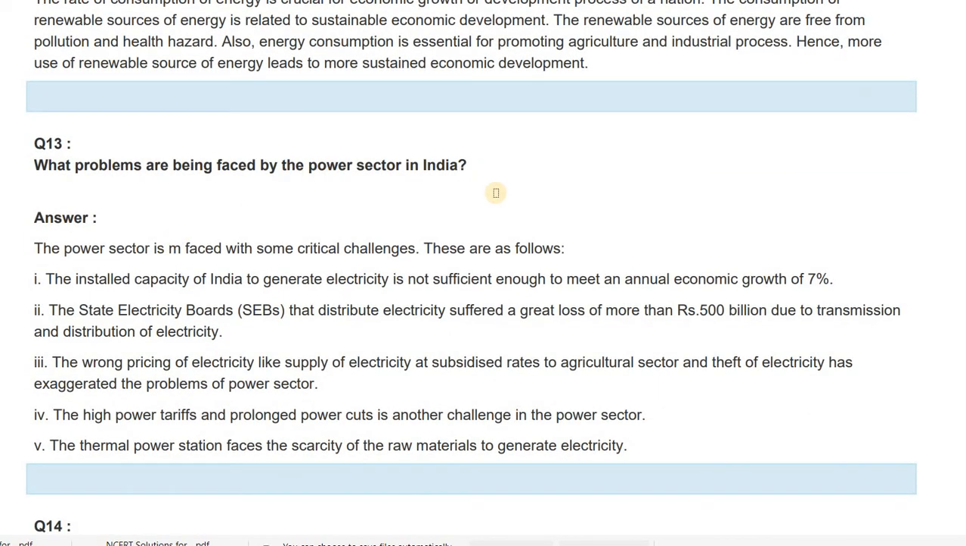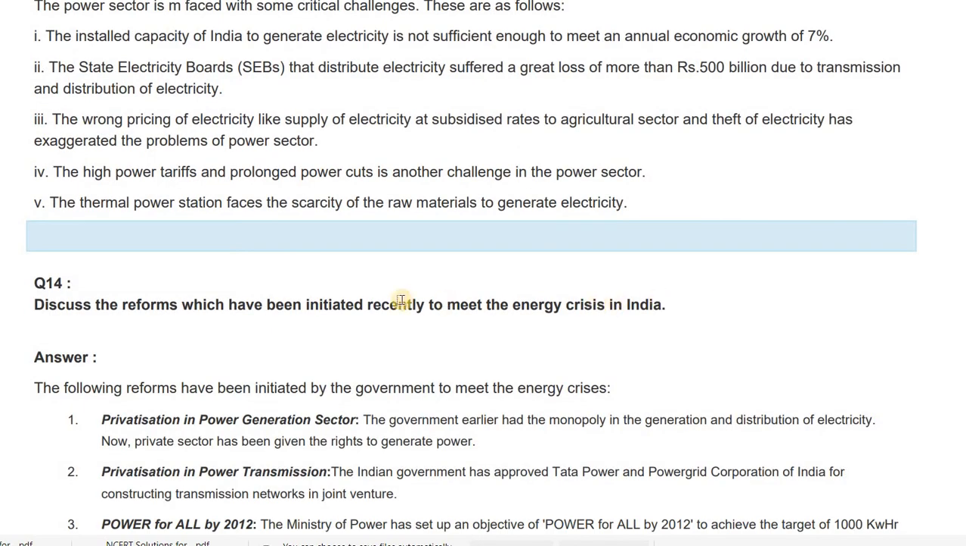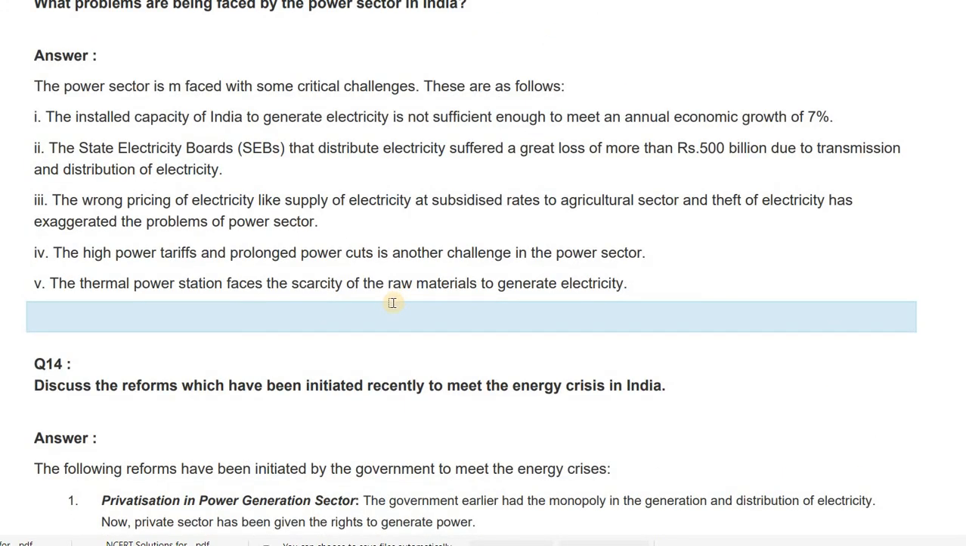Next one, what are the problems being faced by the power sector in India? Mainly some critical challenges are there. First one, the installed capacity of India to generate electricity is not sufficient to meet economic growth of 7%. Then state electricity boards that distribute electricity suffered a great loss, more than 500 million, due to transmission and distribution of electricity. Then wrong pricing of electricity, like supply of electricity at subsidy rate, means subsidies are another problem. Then the high power tariff and prolonged power cuts are another problem. Then thermal power stations face scarcity of raw materials to generate electricity. These are the problems faced by the power sector in India.